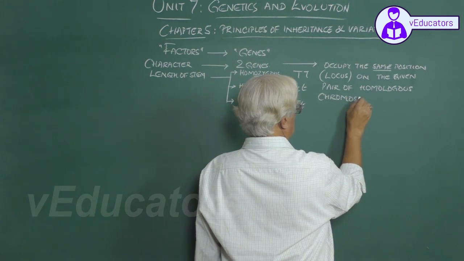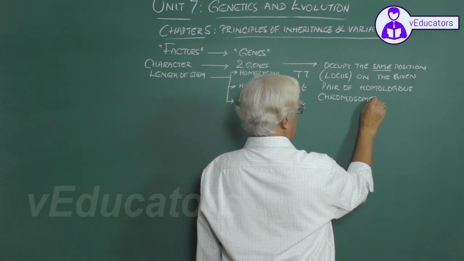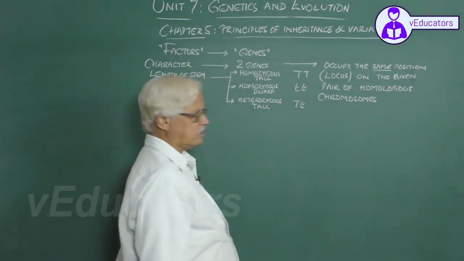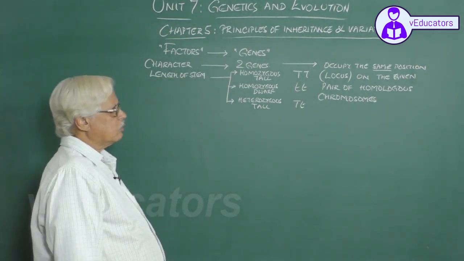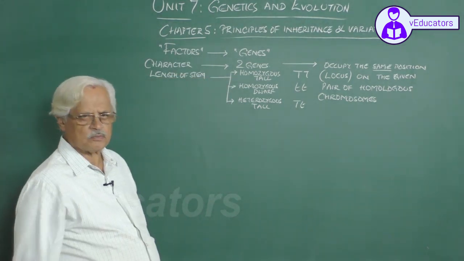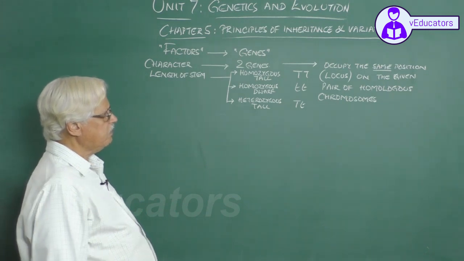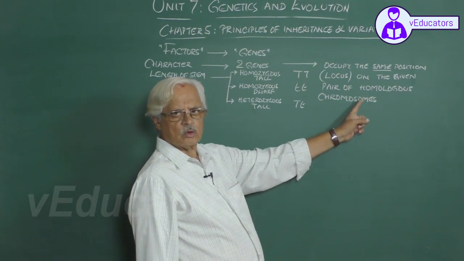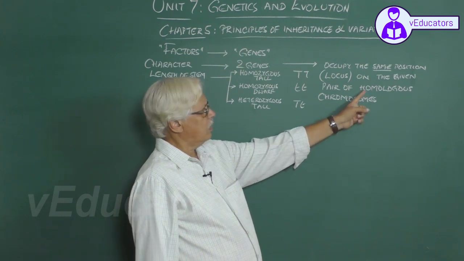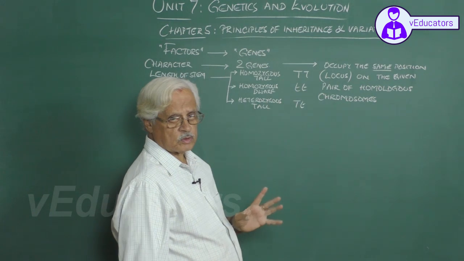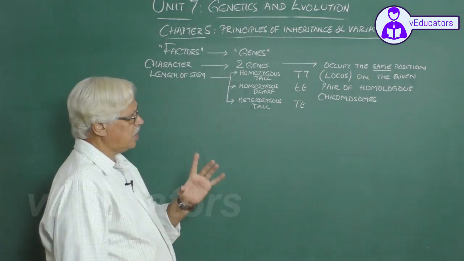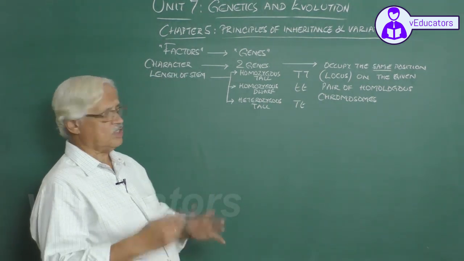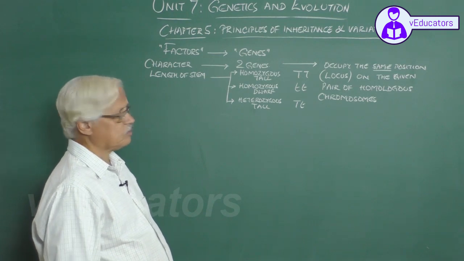If you recollect what you have studied in cell division last year, chromosomes are always found in pairs, and in every pair there are two identical chromosomes called homologous chromosomes. Why are they called homologous chromosomes? Because they contain the same amount of DNA and the same number of genes.